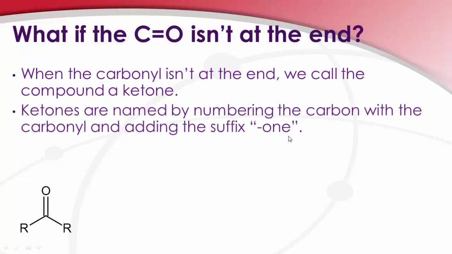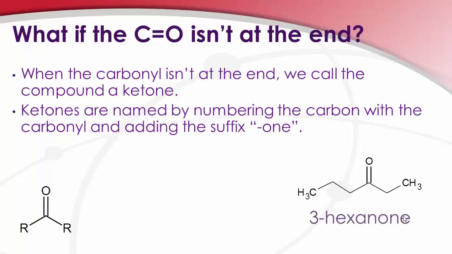And no great shock, we're going to give the compound the suffix -one to tell the observer that it's a ketone. So in this case, we have 2, 4, 6. This would be hexanone, but the carbonyl's on the third carbon, so this would be 3-hexanone. In this case, 2, 4, this would be 2-butanone, but notice that there is no other option, so we don't need the number here. So it's not 2-butanone, it's just butanone.